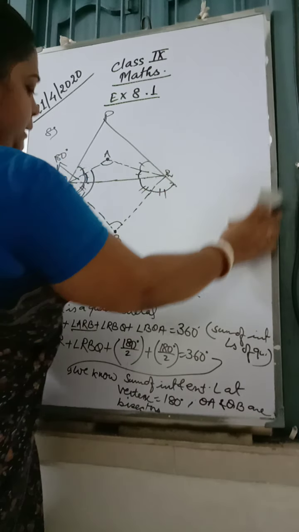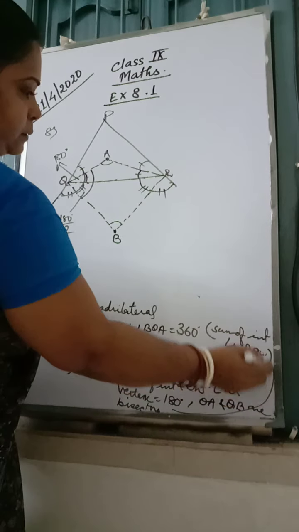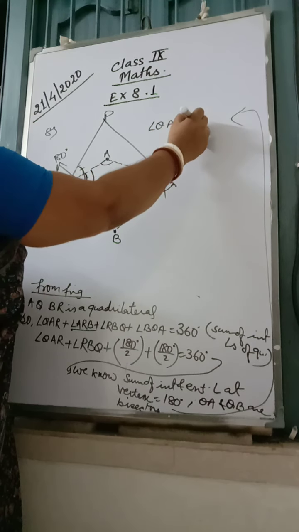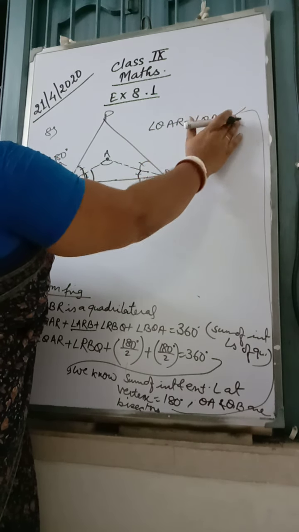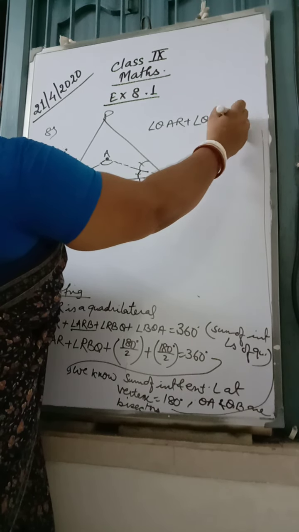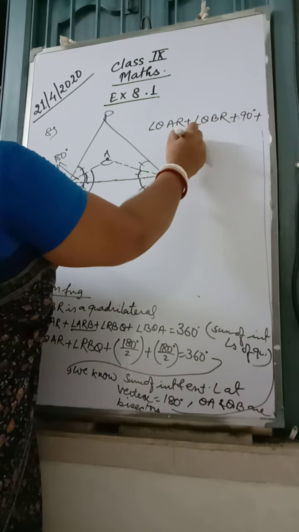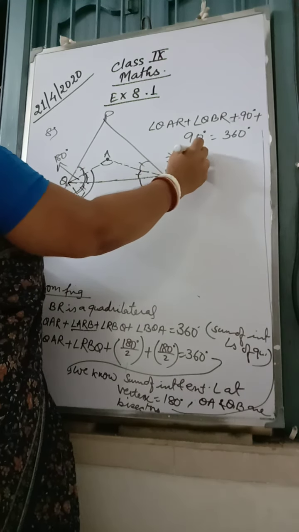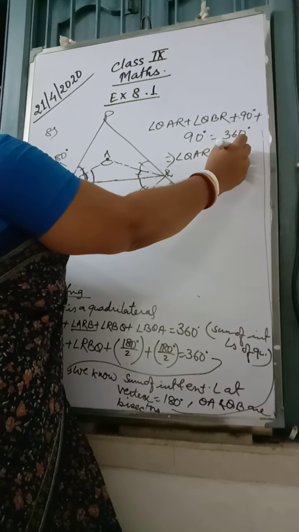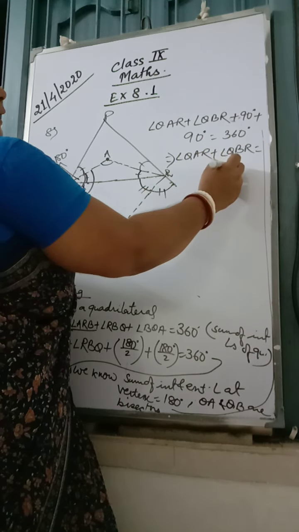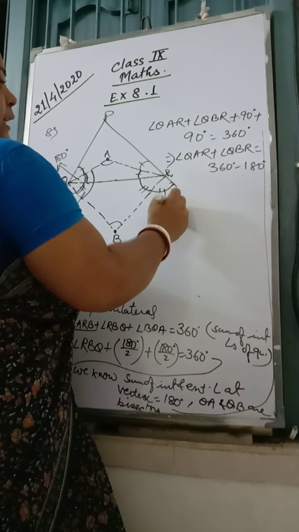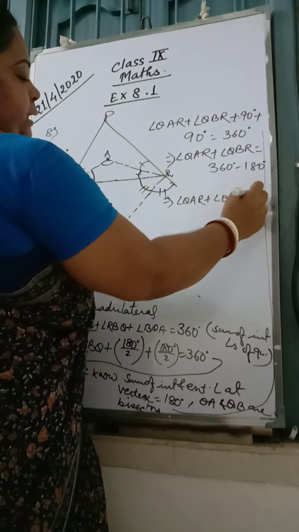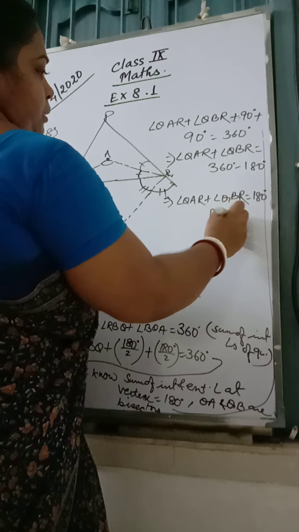So what do we get? Angle QAR plus angle QBR plus 90 degree plus 90 degree is equal to 360 degree, or angle QAR plus angle QBR is equal to 360 degree minus 180 degree, or angle QAR plus angle QBR is equal to 180 degree. Proved. This only we have to prove.